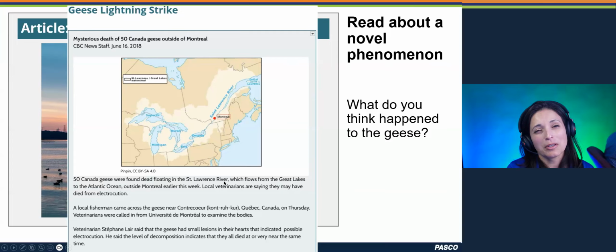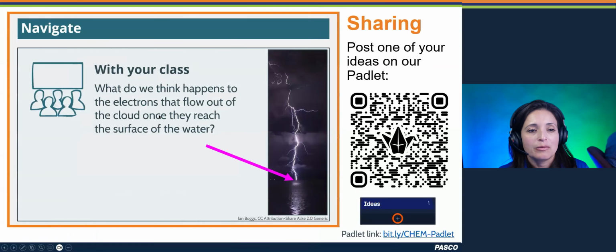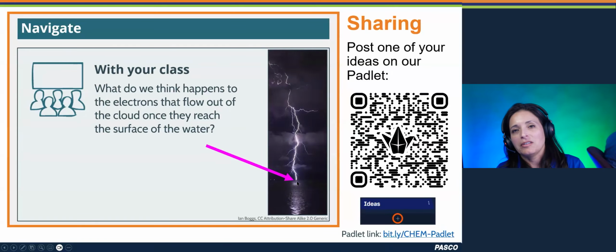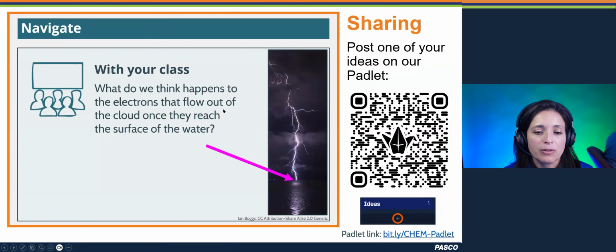So we introduced another kind of anchoring phenomenon related to the lightning. What happened? Now, everybody on the Padlet, some ideas, please. I'd like you to think about what happens to the electrons. We know that lightning is electrons. What happens to the electrons in this bolt as soon as they reach the water? We know what happens on the ground. What happens on the water? What do we think happens to the electrons that flow out of the cloud once they reach the surface of the water? Please go to Padlet and share your ideas.